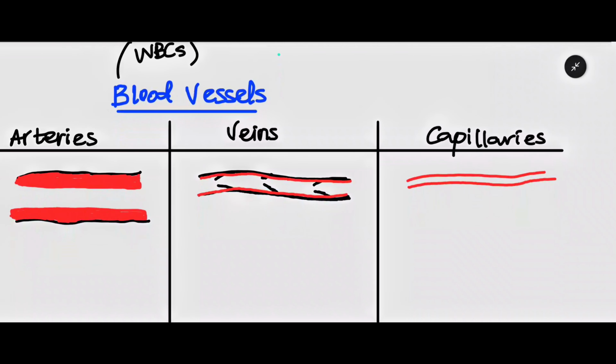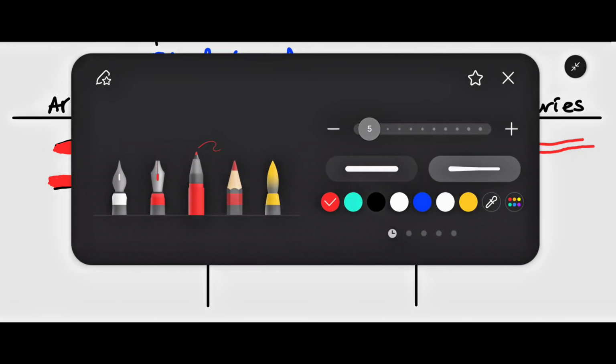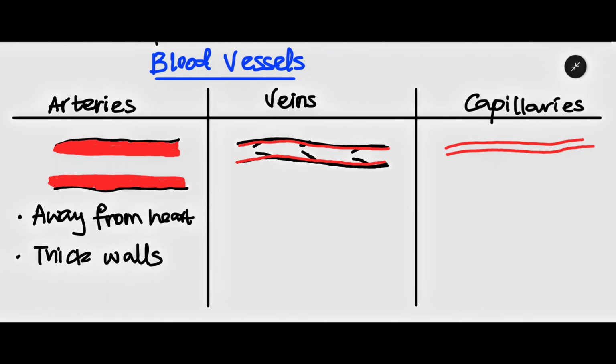Okay, now let's look at the different blood vessels that we have in our body, and it's important to not only understand these but also be able to link them to their functions. So arteries carry blood away from the heart, and they have thick muscular walls to deal with high pressure. You can see the thick walls here to deal with the high pressure that they have.